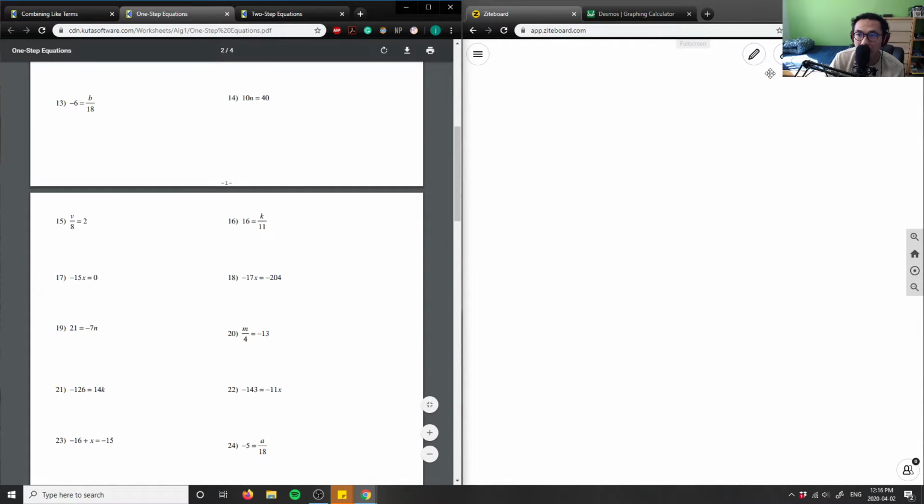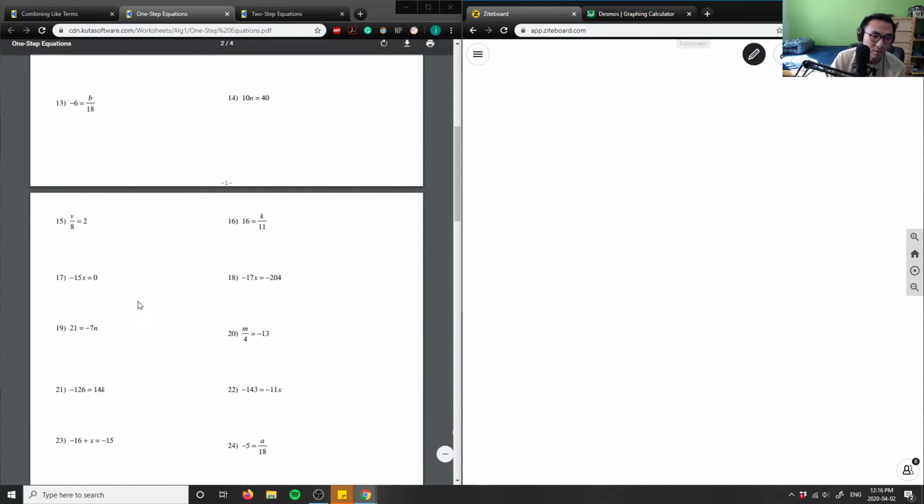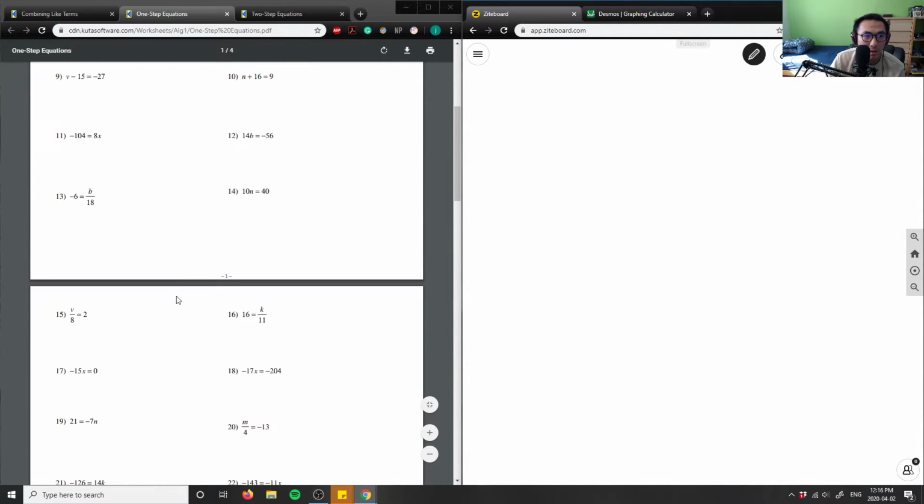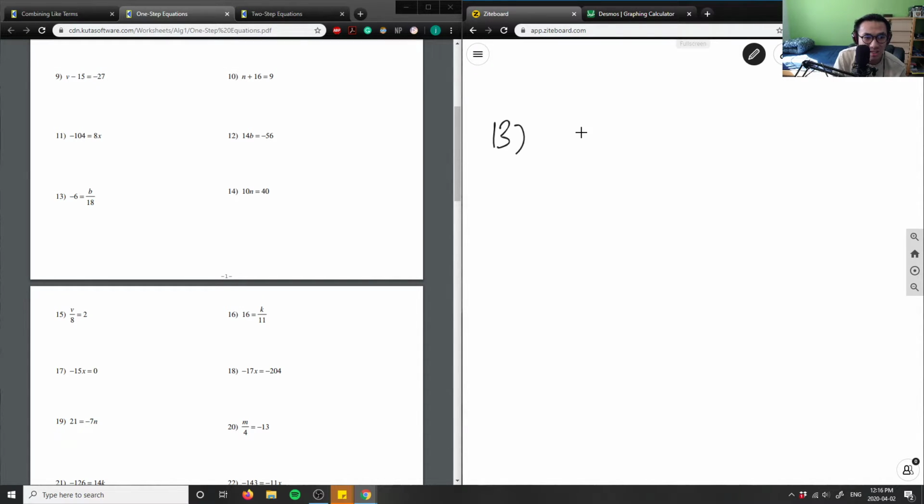So let's do 13. Maybe a fraction one, and then maybe we'll move on to two-step equations, because one-step equations are pretty easy. Negative 6 equals b over 18. This b here is the variable. I want to get rid of this 18. Right now b is being divided by 18. If I'm dividing, I need to do the reverse operation, which in this case is multiply. So I'm multiplying both sides by 18.